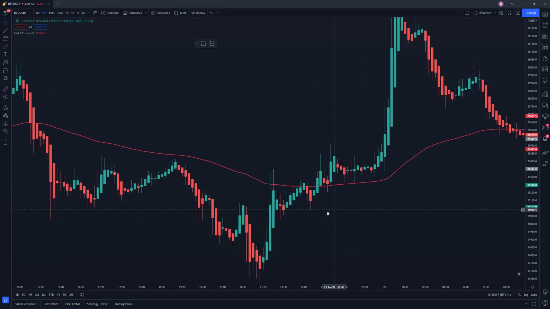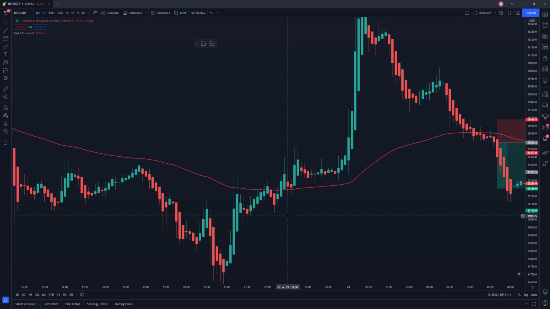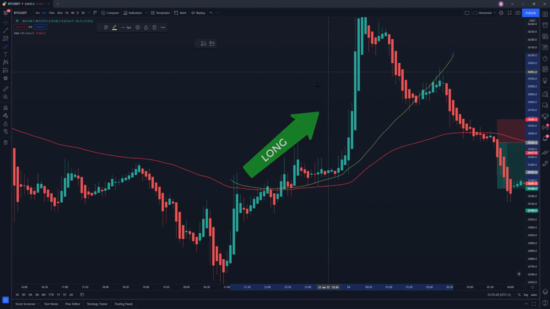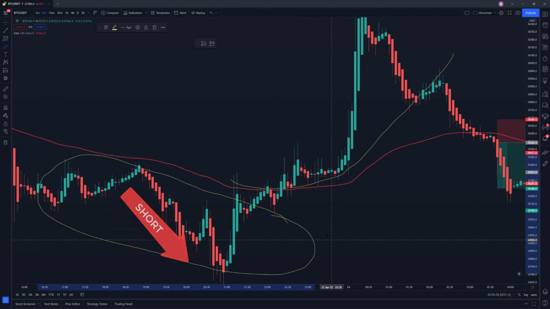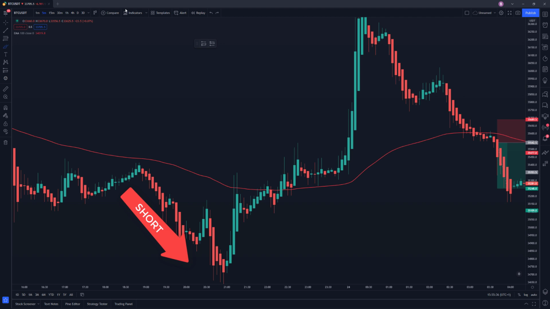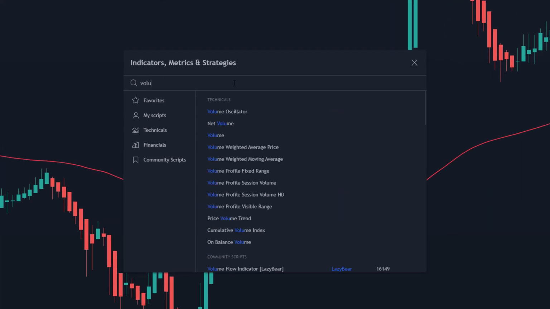Good reason. Okay, the EMA is just telling us the current trend, and we can only trade in the current trend. So when the price is above, like here, you only go long positions. When it's below, like here, you only go short positions. Really basic.